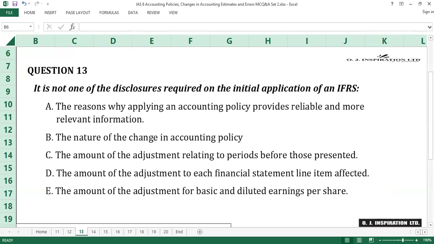Question number 13. It is not one of the disclosures required on the initial application of an IFRS. A. The reasons for applying the accounting policy provides reliable and more relevant information. B. The nature of the change in accounting policy. C. The amount of the adjustment relating to a period before those presented. D. The amount of the adjustment to each financial statement line item affected. E. The amount of the adjustment for basic and diluted earnings per share. Time counts.